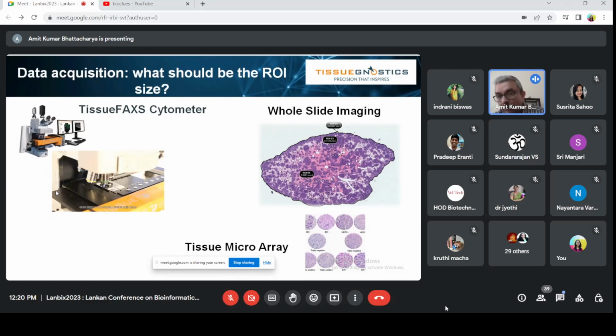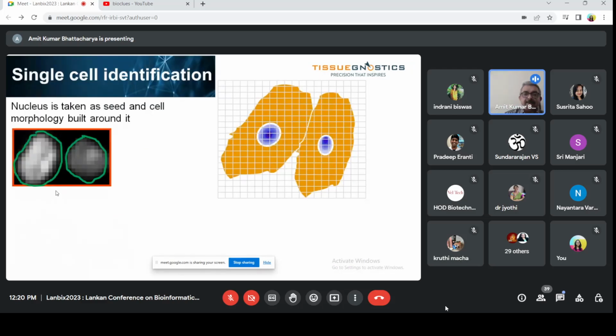Therefore, the subject is whole slide imaging. And therefore, it doesn't suit other imaging methods like tissue microarray, which take up only small, circular portions of such a tissue, because there the cell number gets limited. Once you have taken an image, the question is now to identify in situ these single cells.